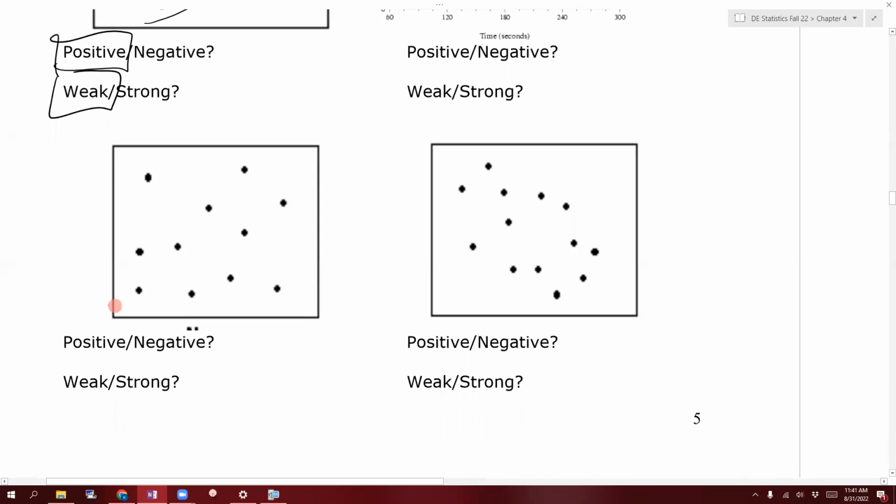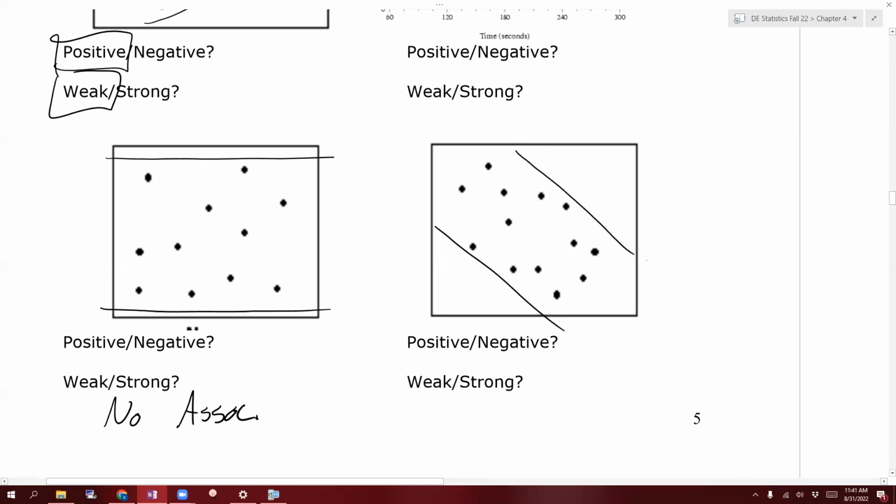This next one, again, there does not seem to be a discernible increase or decrease as we're moving from left to right. So again, this one has no association. This one we can see is negative. However, it is weak because that band of points is wide.